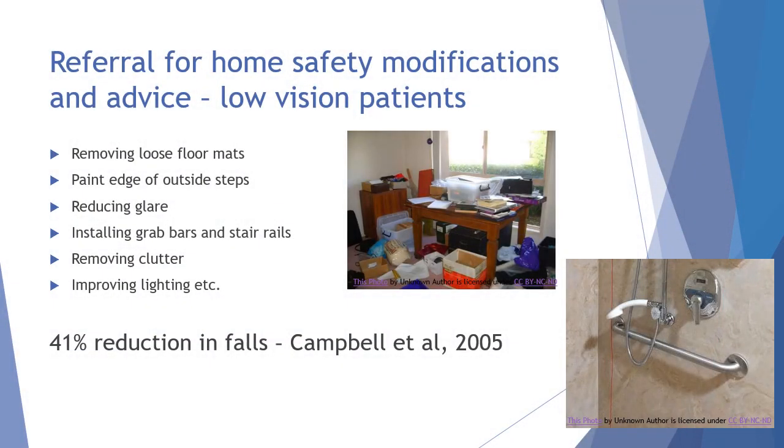If you're unable to help your patient by modifying their spectacles, then if their vision is poor, you might want to consider referring them for home safety modifications. And these include installing grab bars and stair rails, but also really kind of almost obvious things like removing loose floor mats and getting rid of the clutter. A study by Campbell in 2005 showed that introducing these modifications in people's homes could reduce falls by 41%.